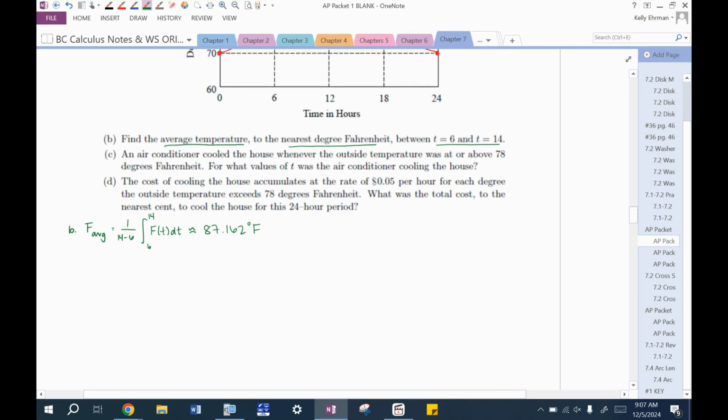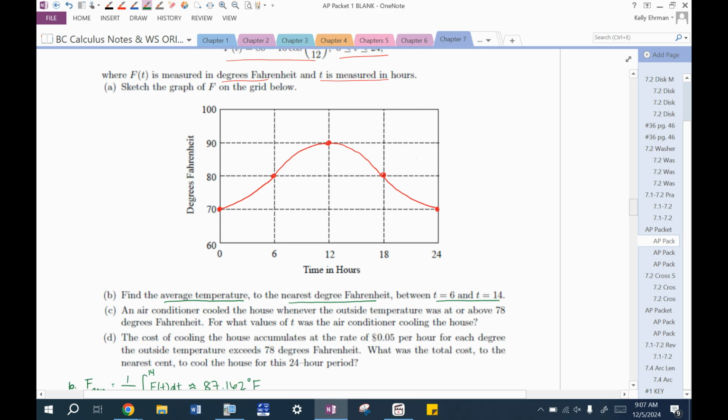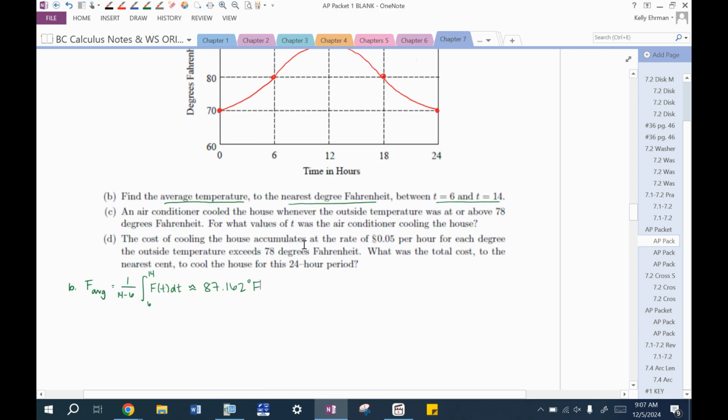Does that seem reasonable? Take a look at the graph. Yeah, the temperatures range from 70 to 90. So 87 as an average temperature seems kind of reasonable. All right. What about part C?